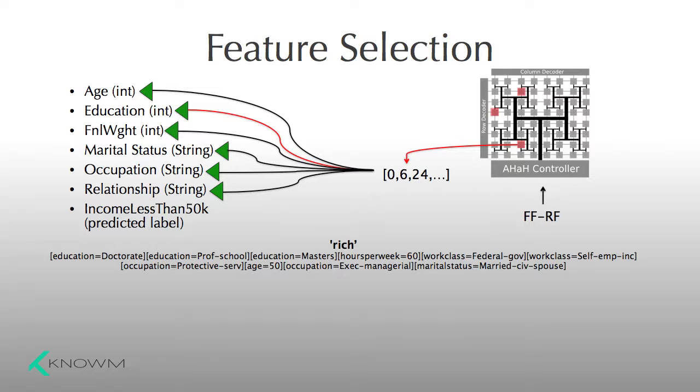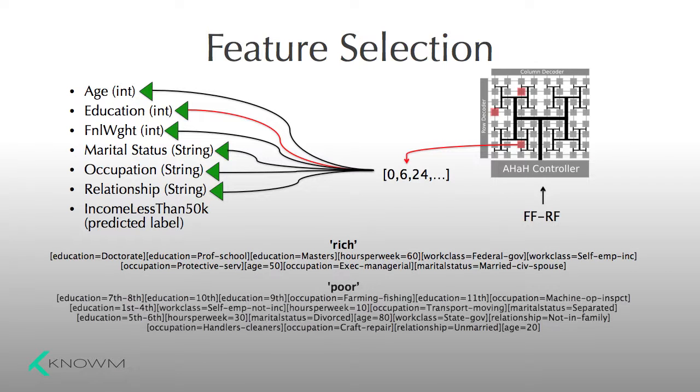And what do you see? Well, rich means you probably have a doctorate, professional school or master's. You work 60 hours a week, which is crazy. You're about 50 years old. That's interesting: you're not retired yet, but you probably worked your way up the ladder. You've been at this for about 30 years. You're in an executive managerial position, self-employed, incorporated. You could own a business.